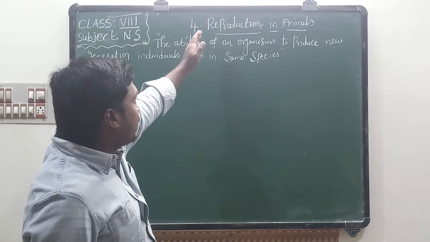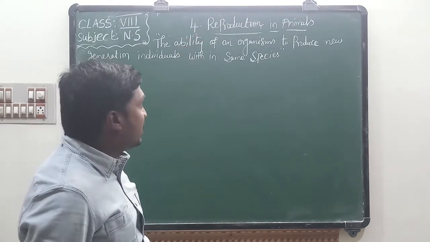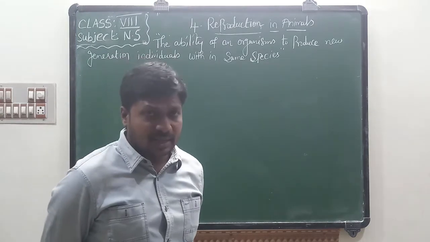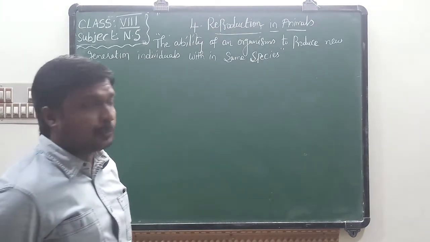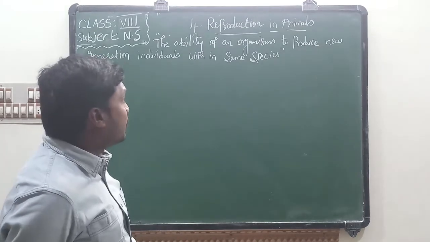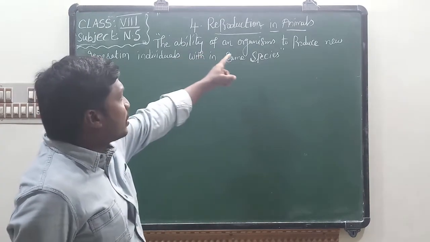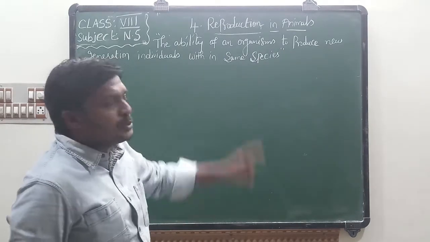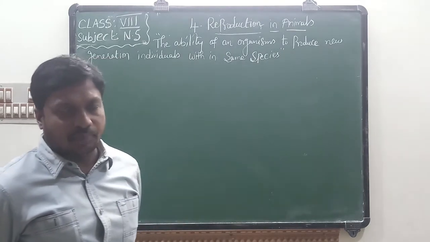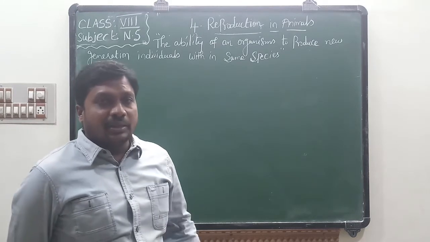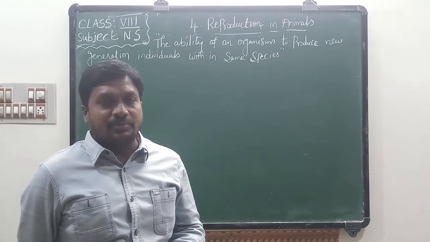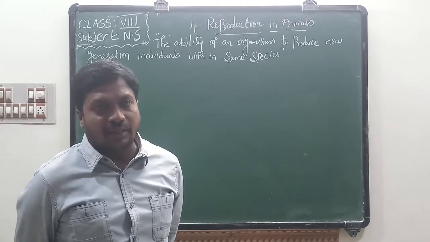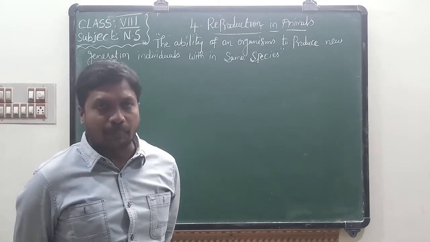Now I will explain about the fourth lesson in NS subject 8th class, that is reproduction in animals. First I will explain the definition of reproduction. What is meant by reproduction? The ability of an organism to produce new generation individuals within the same species is known as reproduction. If you observe, organisms of the same species can give birth to another generation of individuals, and that is due to reproduction.